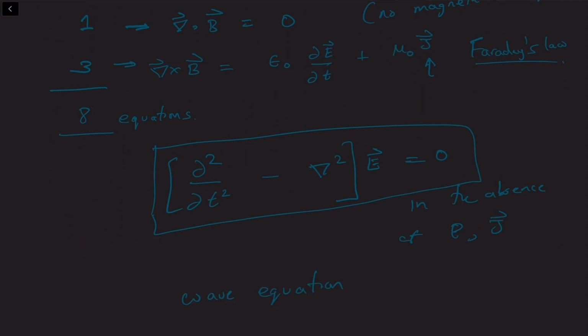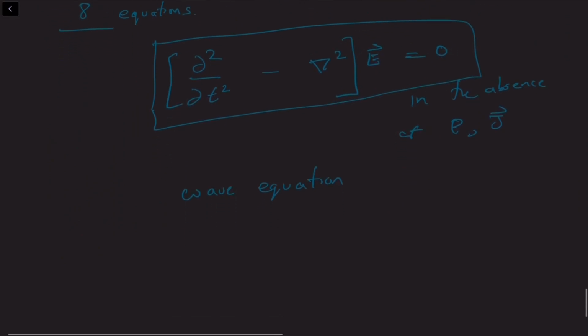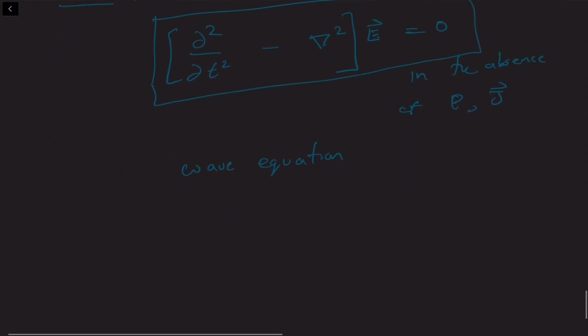And of course, we know that light is a traveling electromagnetic wave. Okay, so you can solve this kind of equation to figure out how electric fields change as a function of position and time.